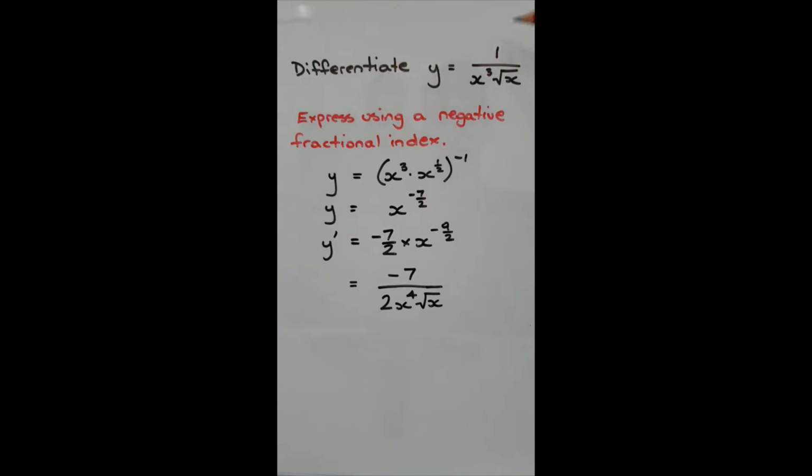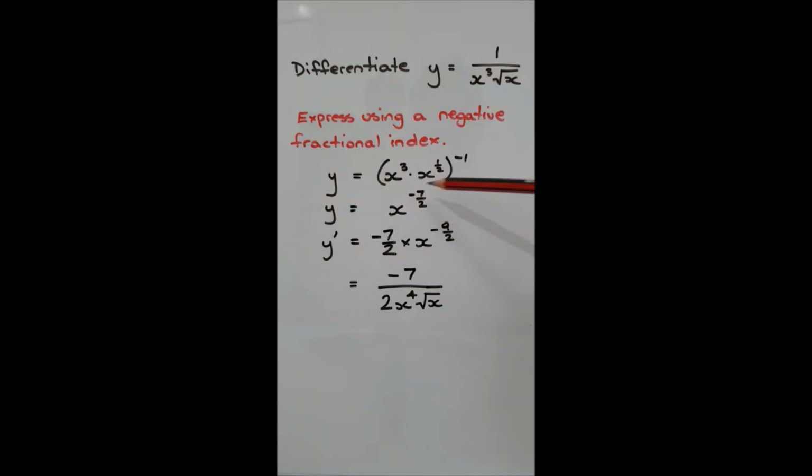Differentiate y equals 1 all over x cubed multiplied by the square root of x. Now this function involves a surd and a reciprocal, so we need to express this function using a negative fractional index. So y is equal to (x cubed multiplied by x to the power of half) all to the power of negative 1. So x to the power of half represents the surd, and to the power of negative 1 represents the reciprocal. So y is equal to x to the power of negative 7 over 2.